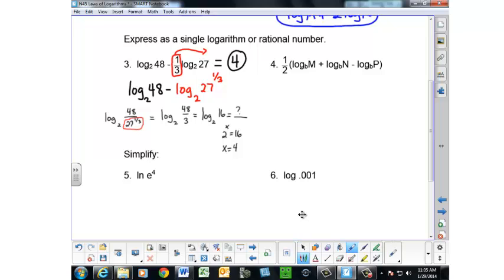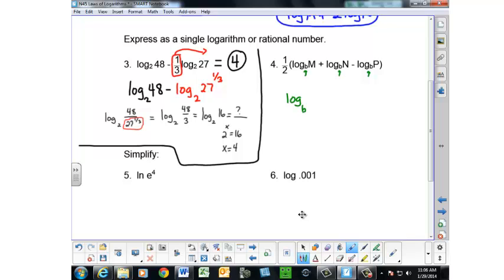Okay, example 4, we have the 1/2 out in the front. So thinking backwards, remember that comes from an exponent. We moved our exponent out front. So the parentheses is going to get the 1/2 exponent. And since they all have the same base, then we can apply the law of logs.